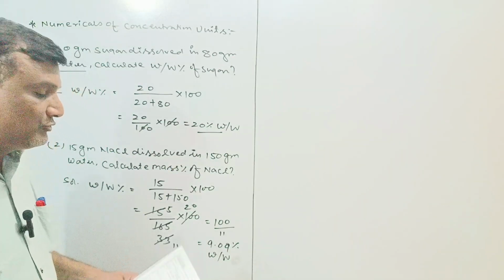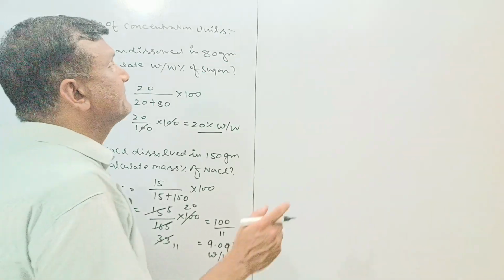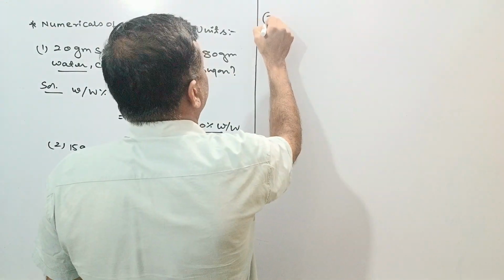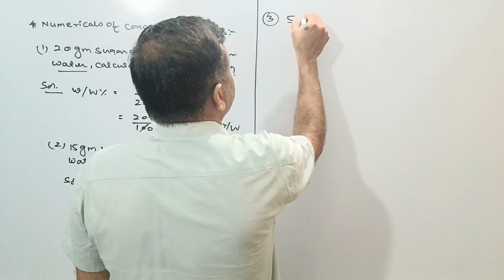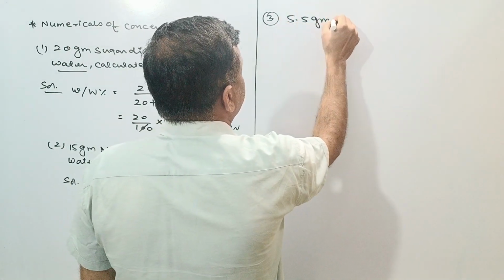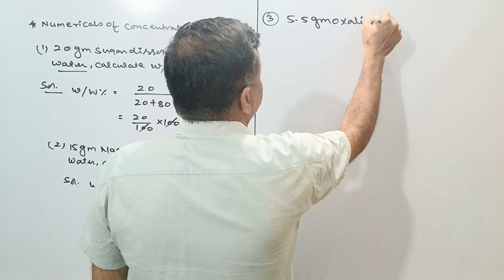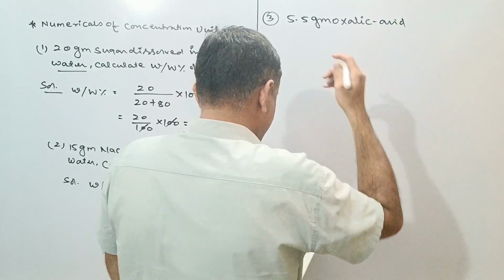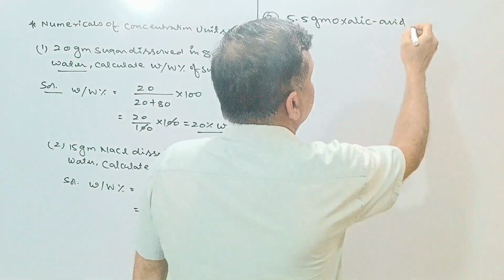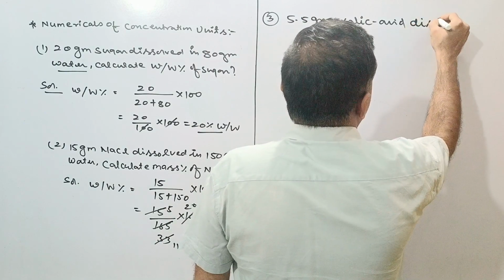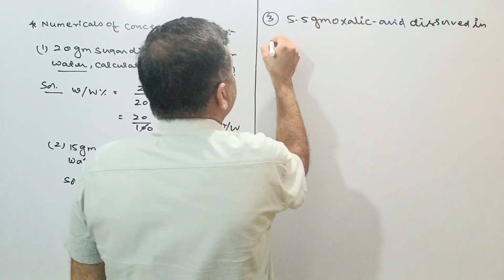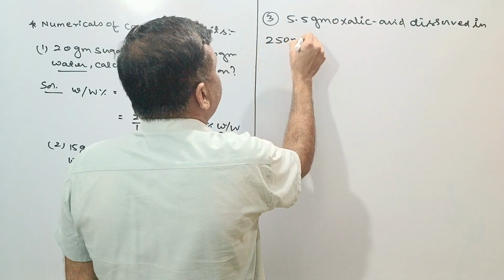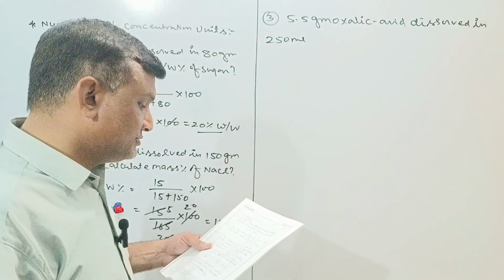Now I would like to go with the next, third question. The third question is: 5.5 gram oxalic acid is dissolved in 250 ml solution.